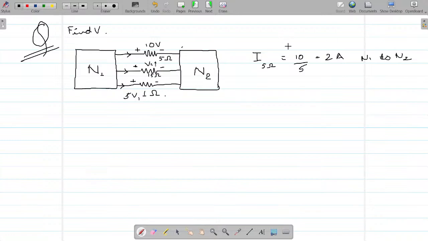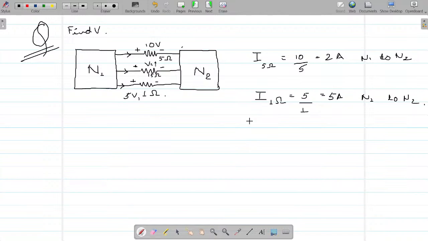This is the first thing I derived. See, I know nothing. Whatever I can find out with whatever I am given so far, I will find out. That is the approach I am using. I know absolutely nothing. Now tell me, what is the current in the 1 ohm resistor? 5 is the voltage drop, 1 is the resistance, so there will be 5 ampere current flowing from N1 to N2. Clear cut values.